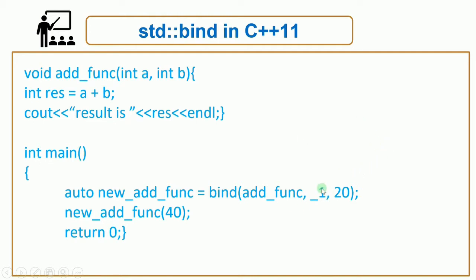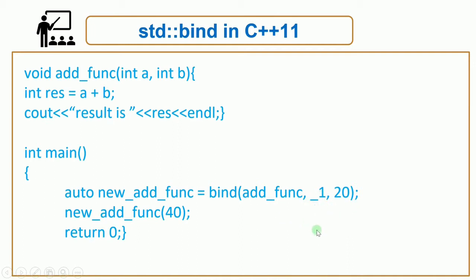What is this placeholder? The placeholder decides how many arguments the new function will take. If you give _2 here instead of _1, that means it will decide that this function will take two arguments. Here you can see only _1 is there, so this particular function will take only one argument. The new function will take only this one argument. The present function is taking two arguments, but since you can see here we are having only _1, what are the placeholders?